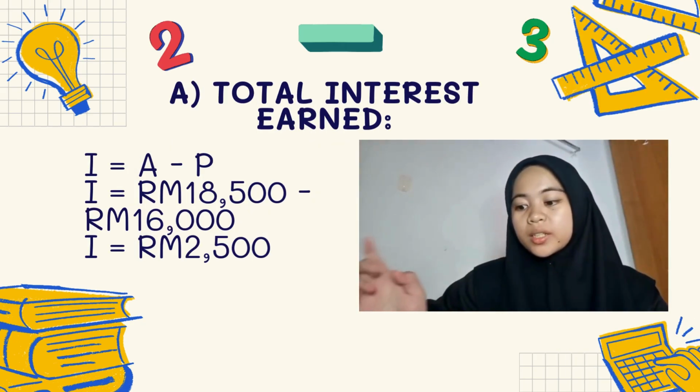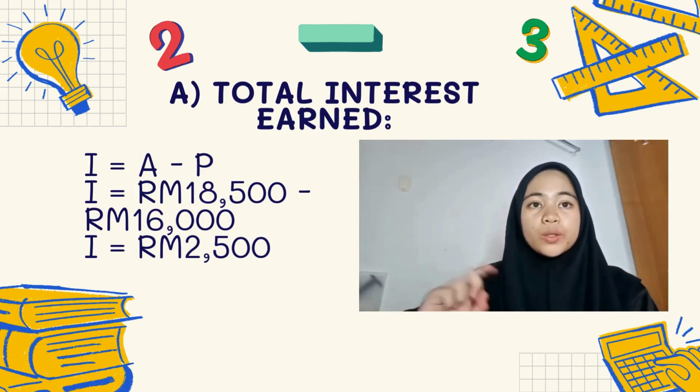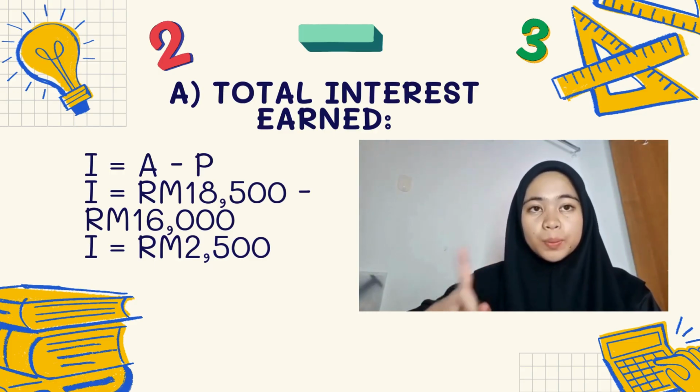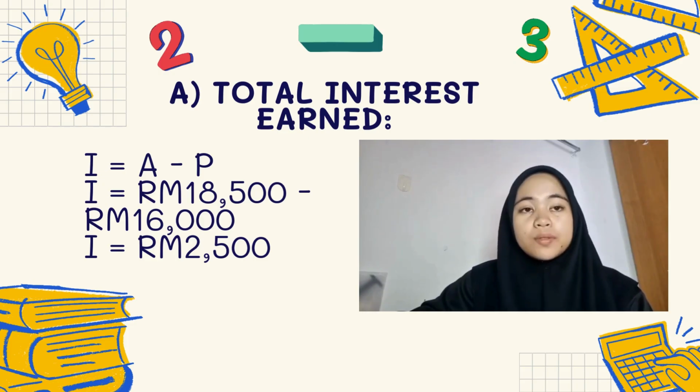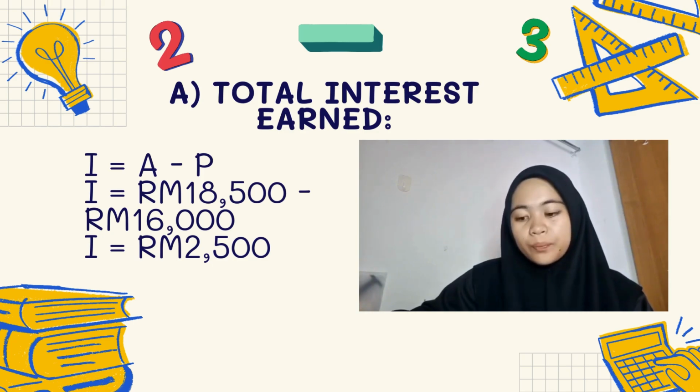Question 3a, the total investment earned. So I use the I equals A minus P formula to find the answer. So 18,500 minus 16,000, the answer is RM2,500.